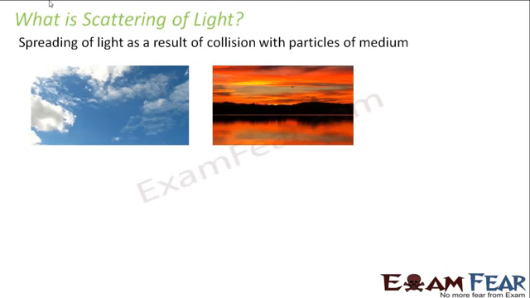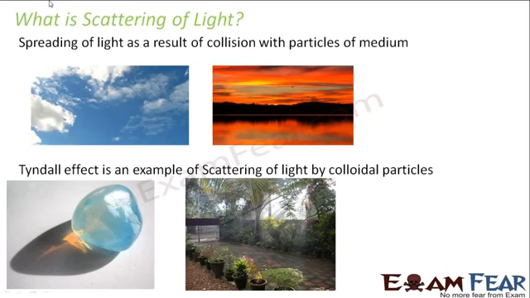Similarly, you would have seen that during sunrise or during sunset, the sky appears a little reddish, right? That is also because of scattering of light. Now, let us first understand what is scattering. When we talk of scattering of light, it is good to talk about Tyndall effect. Tyndall effect is an example of scattering of light by colloidal particles. There are different types of scattering phenomenon, like Rayleigh scattering, but at this level, we will only talk about Tyndall effect.